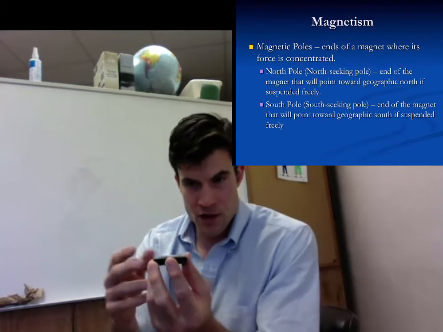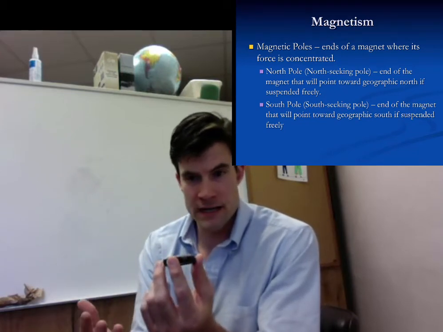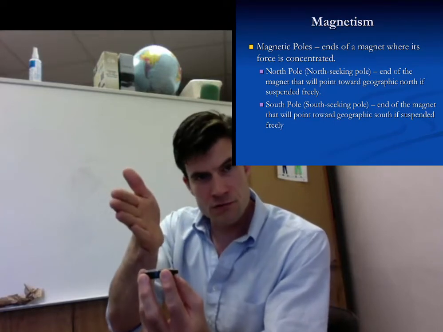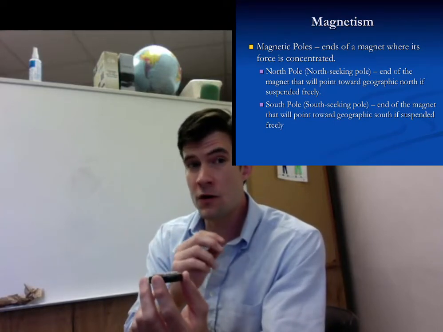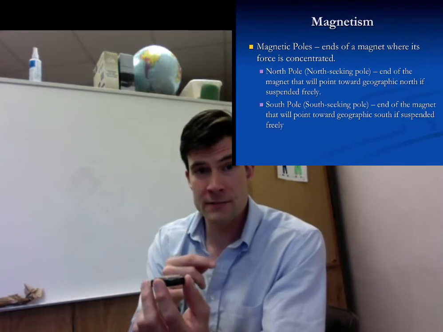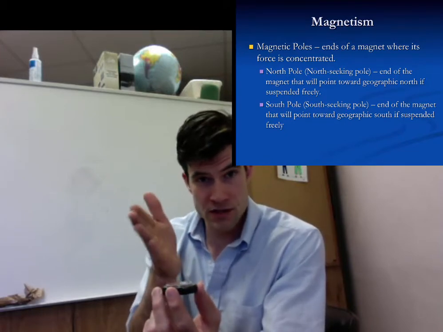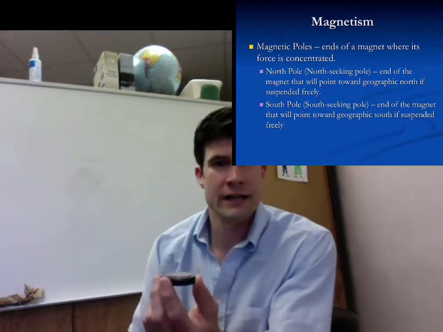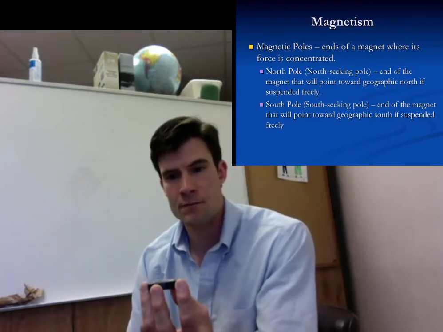Now, in the second video, we're going to talk about the Earth's magnetic field. So one pole will align itself northward. We call that the north-seeking pole, or for short, we just call it the North Pole of the magnet. That's the point that will point toward geographic north. And then the other pole, the other end, will point south. We call that the south-seeking pole.